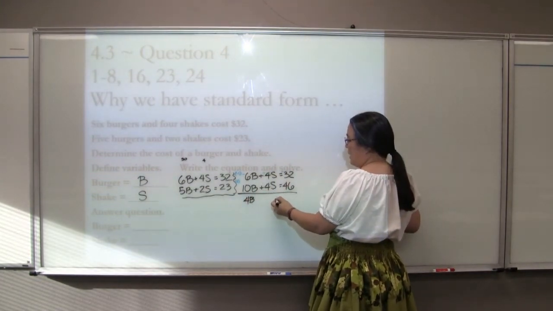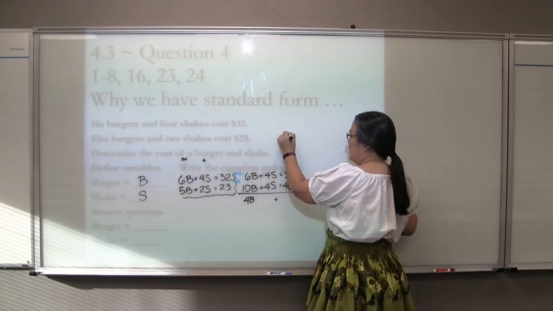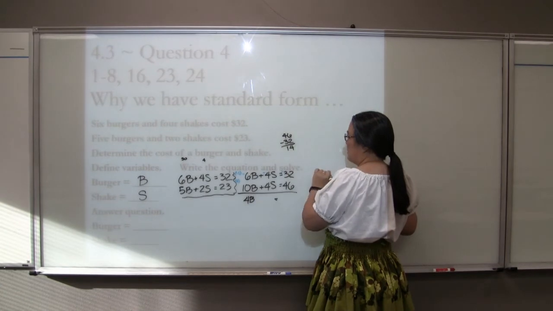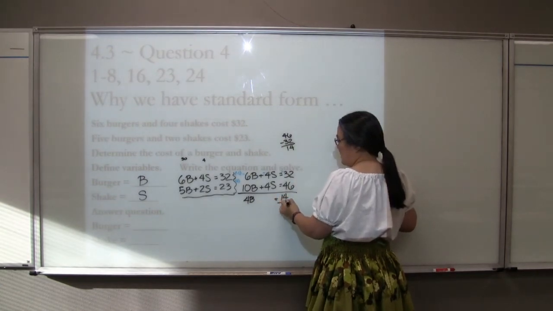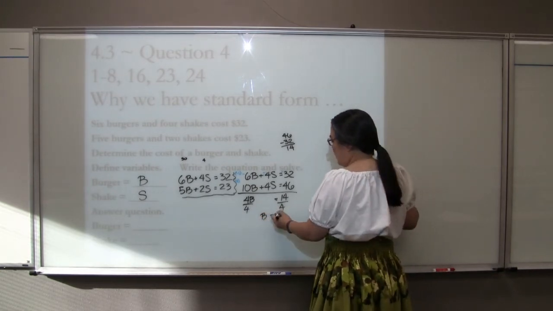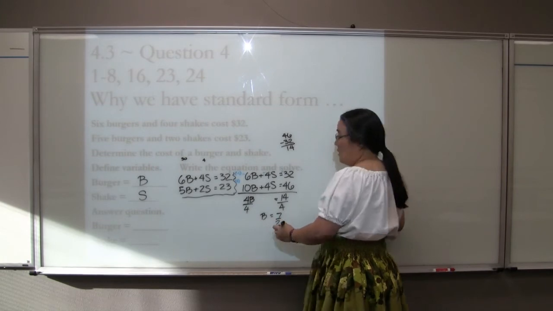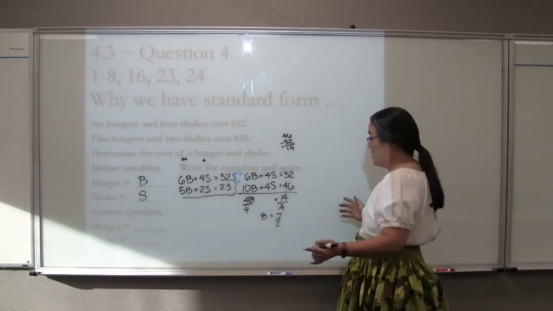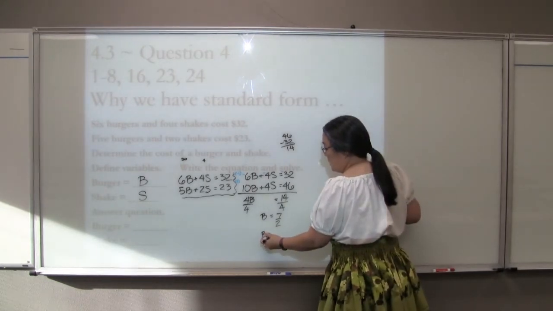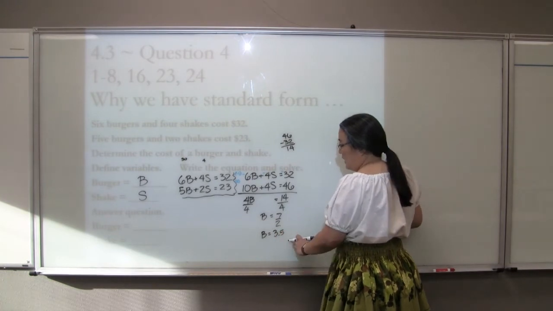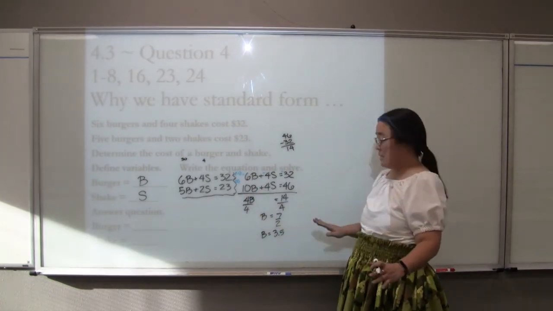The shakes cancel out, and 46 minus 32 gives me $14. Divide both sides by 4, and we get that the burgers cost 14/4 will reduce to 7/2. No restaurant is going to charge you $7/2, so therefore it might make more sense to make it into 3.5 so that later on we can have $3.50.